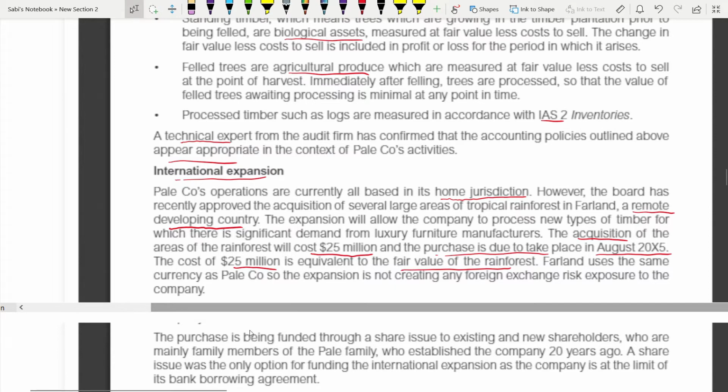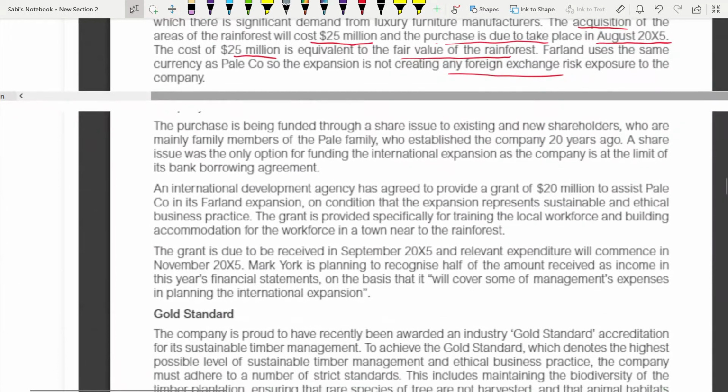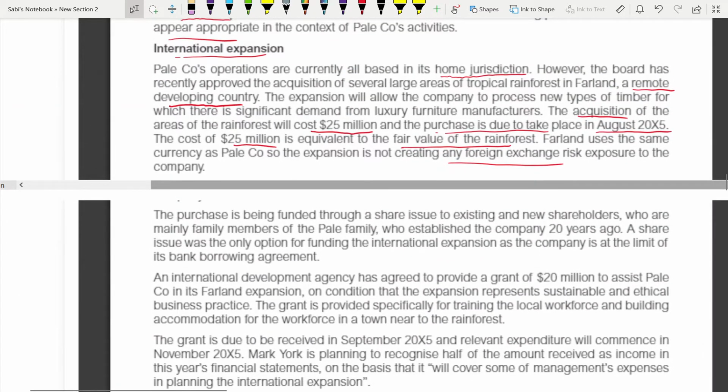Farland uses the same currency as PAL, so the expansion is not creating any foreign exchange risk exposure to the company. So there is no foreign exchange risk because same currency. The purchase is being funded through how did they purchase that? Through share issue to existing and new shareholders who are mainly family members of the PAL family who established the company 20 years ago.